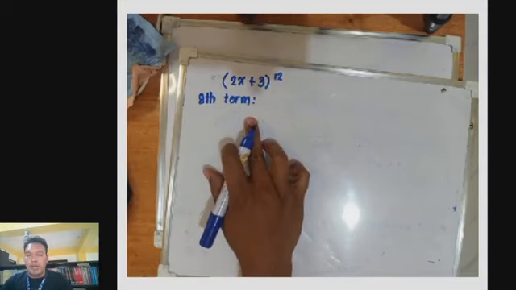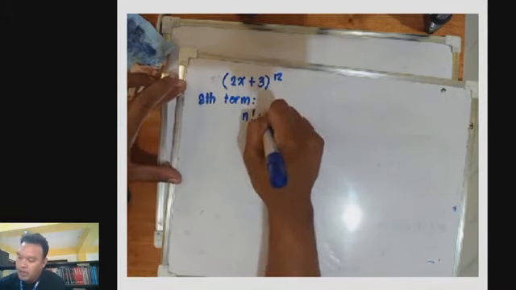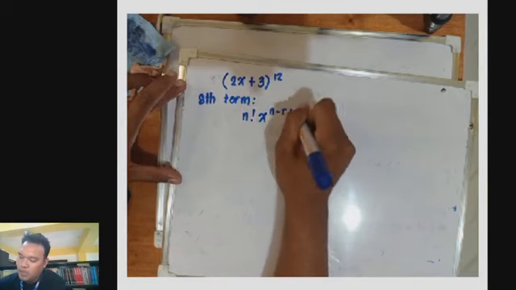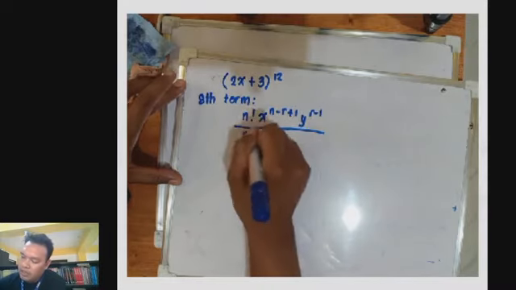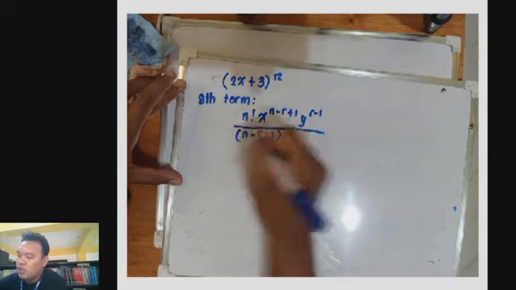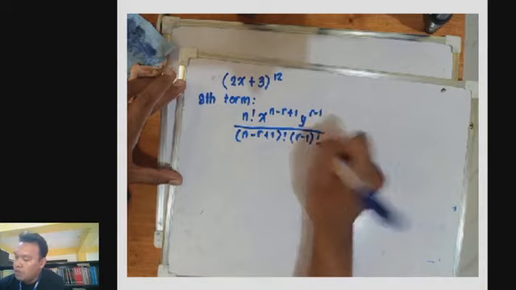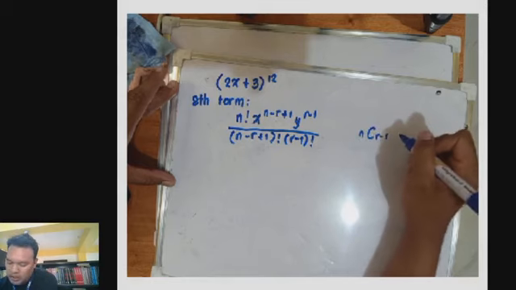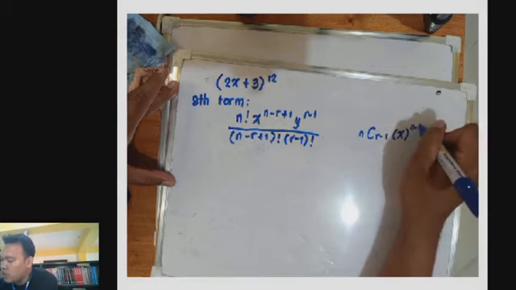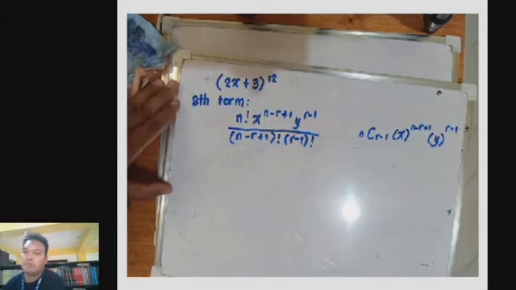Okay, so first question is yung 8th term. So we have formula for finding the term na n factorial times x raised to n minus r plus 1 y raised to r minus 1 all over n minus r plus 1 factorial times r minus 1 factorial. Or we have nCr minus 1 times x raised to n minus r plus 1 multiplied by y raised to r minus 1.